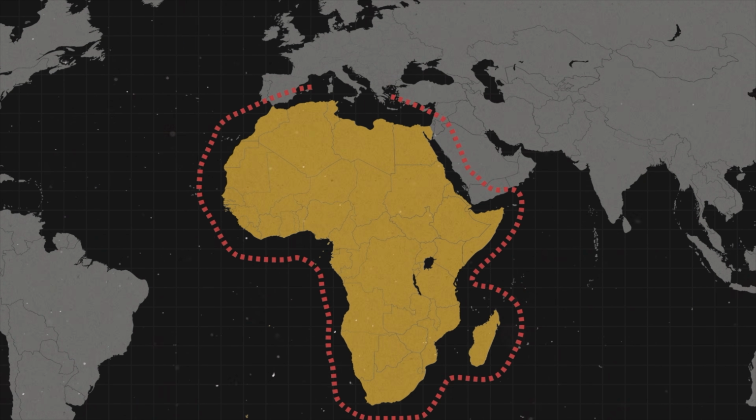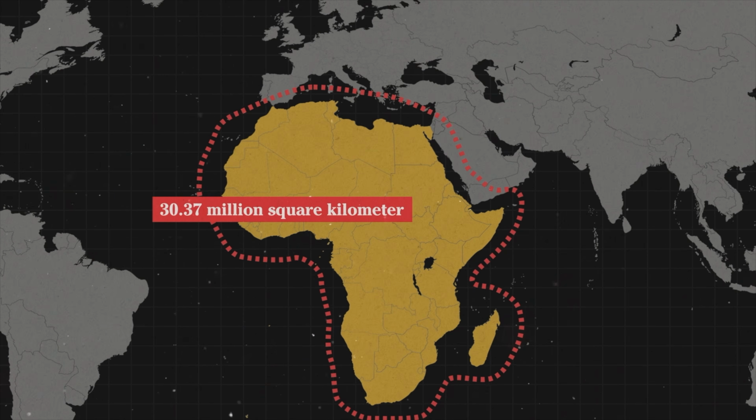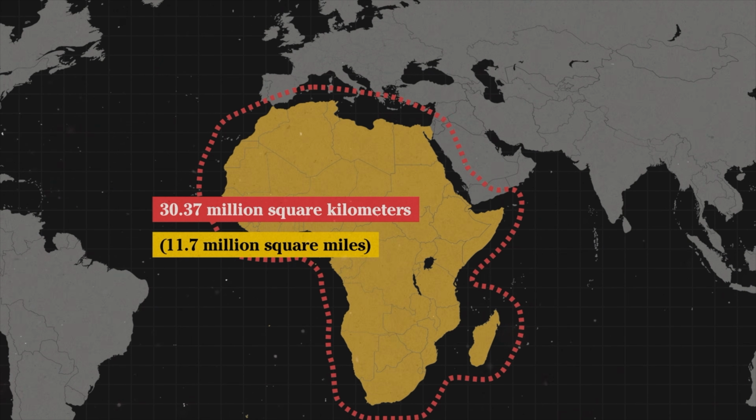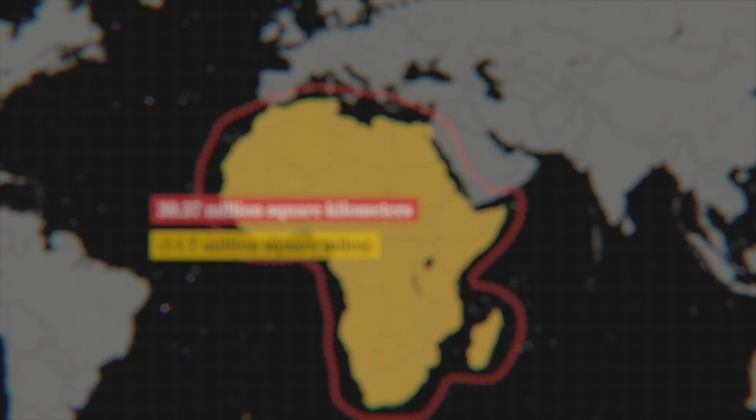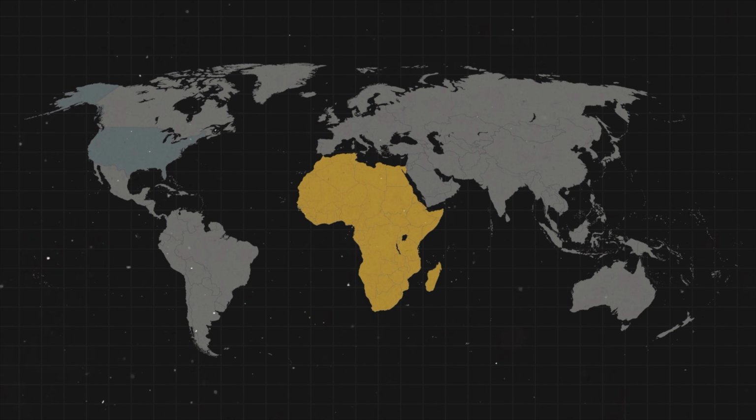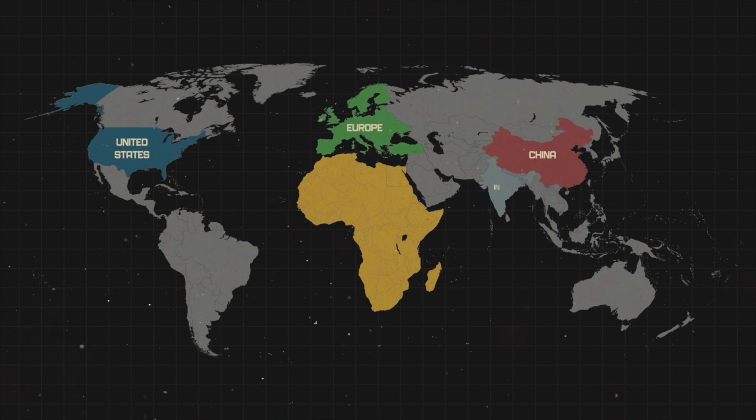Africa, the second largest continent on Earth, spans an astounding 30.37 million square kilometers, equal to 11.7 million square miles. Large enough to fit the United States, China, India, and much of Europe within its borders. Yet, it is consistently portrayed as smaller and less significant than its actual size.